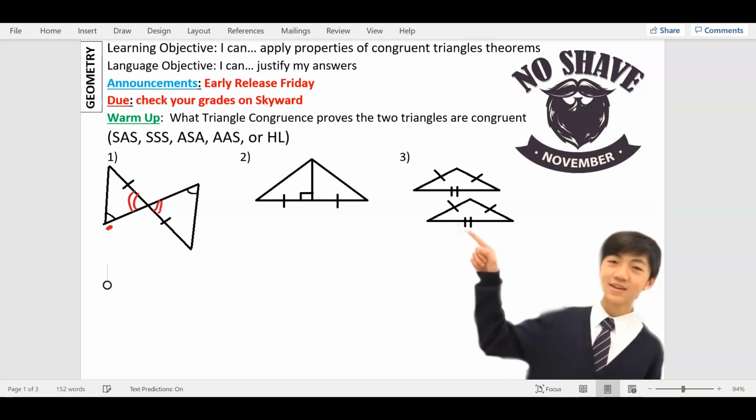Okay, we started here. We went along the edge to another angle. We went around here to the side. Angle, angle, side. Or if you wanted to sing it, angle, angle, side.